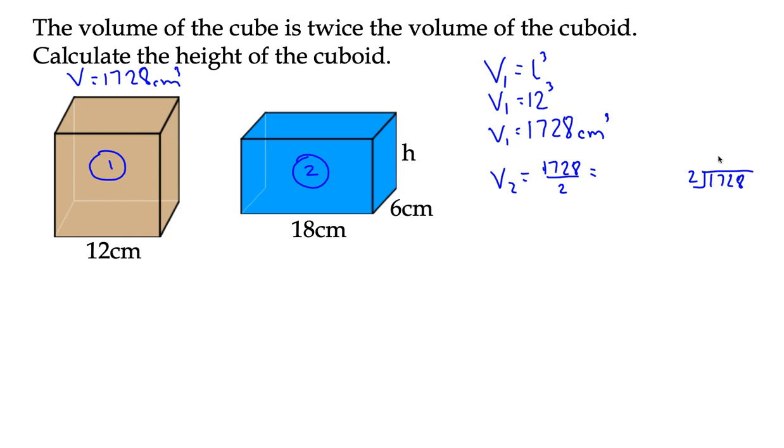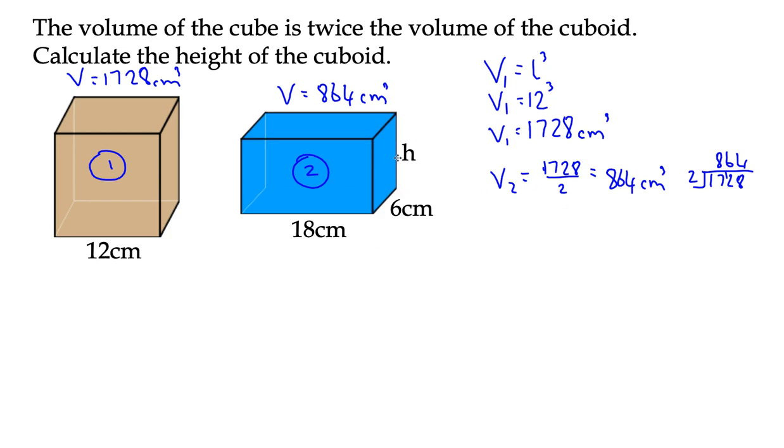17 divided by 2, it'll be 8 remainder 1. 12 divided by 2 is 6. 8 divided by 2 is 4. So I'm working with the number 864 cubic centimeters. I'm going to write that in, 864.